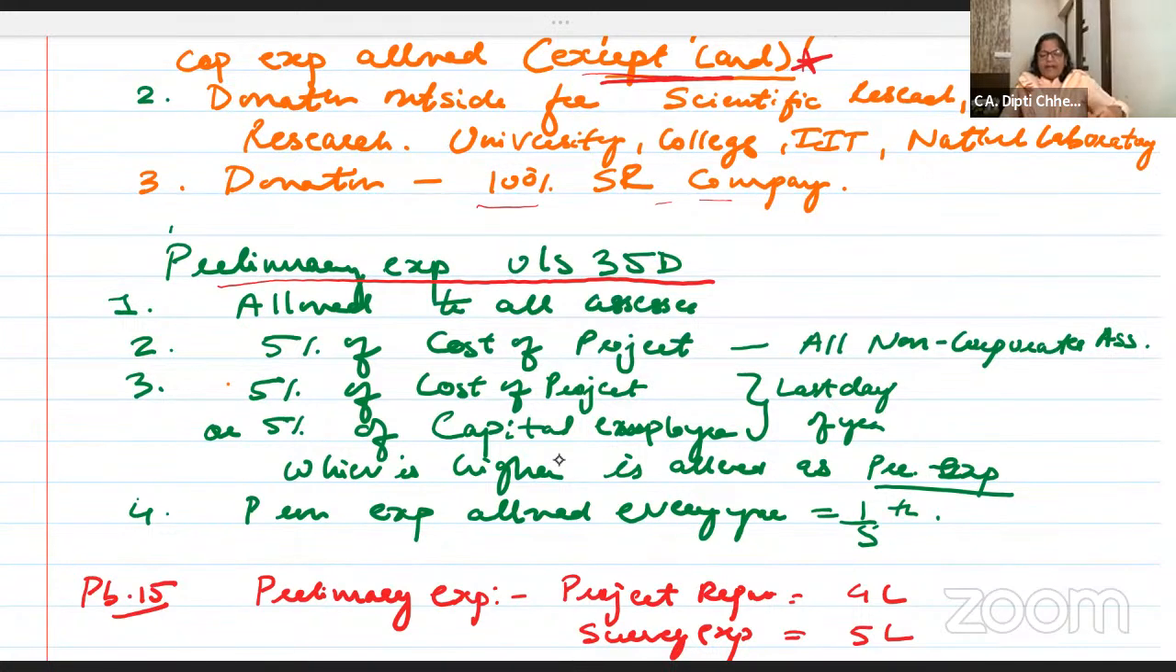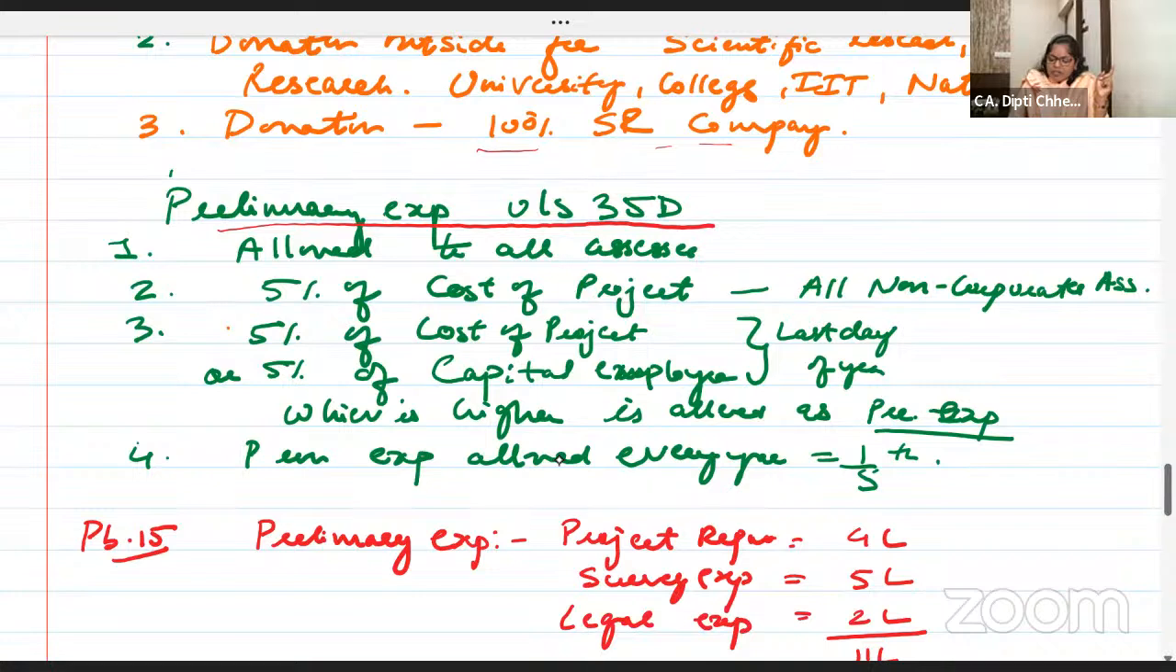Next is section 35D, preliminary expense. Before the company is born and incorporated, you may incur printing, stationery, SIN number, DIN number, memorandum articles. All that expenses allowed in income tax, 5% of the cost of the project for non-corporate SSE. And for company, 5% of the cost of project or 5% of capital employed, whichever is higher. Okay? Keep patience. After the revision, I'll make you write something which will clear your add and less concept.